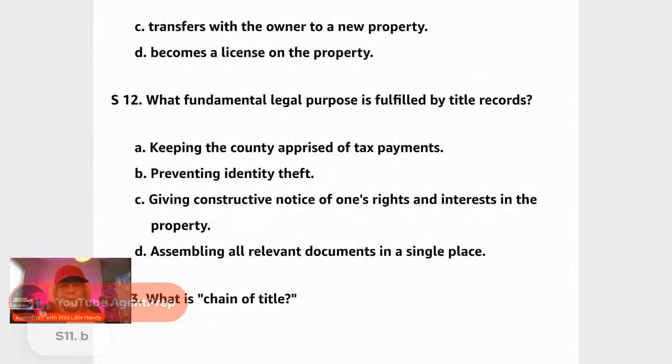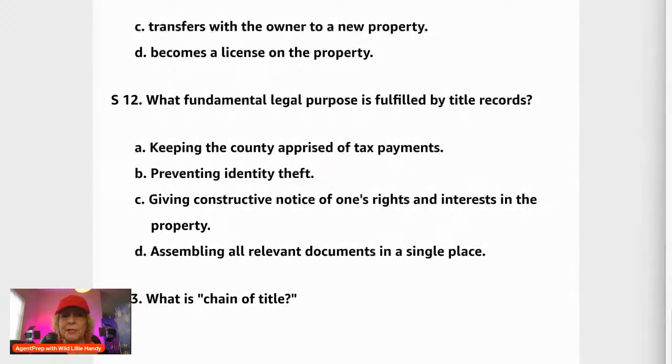Number 12. What fundamental legal purpose is filled by title records? Okay, the legal purpose fulfilled by title records.